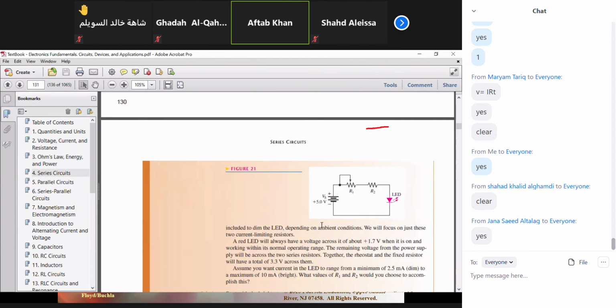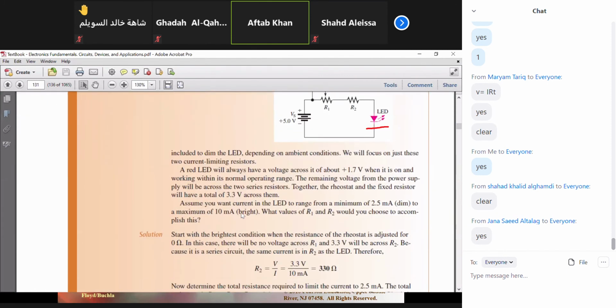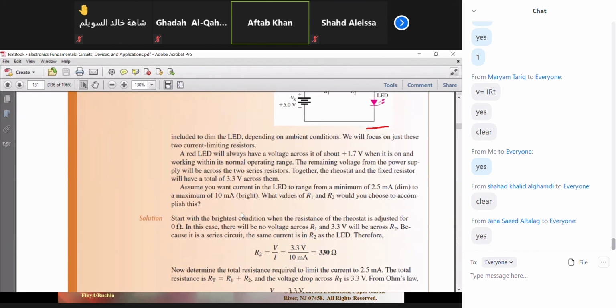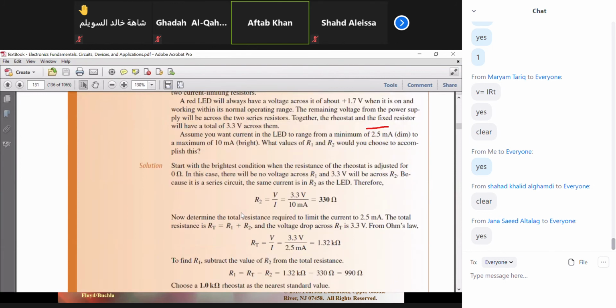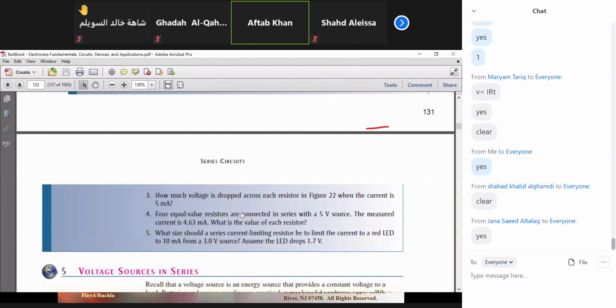You can just read it. See now, they are asking the value of the current here, the ambient current and all. The solution is already there. I am just looking for some of the questions.